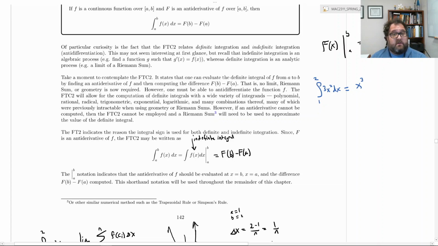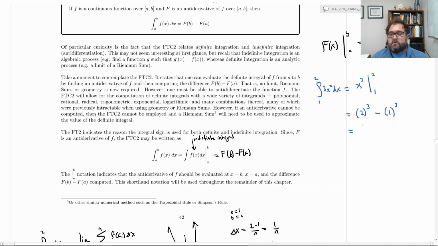Remember, an antiderivative is a function such that when you take its derivative, you get, in this case, 3x squared. So x cubed is an antiderivative. It's not the antiderivative, it's an antiderivative of 3x squared. And then we evaluate at 2 and at 1, and then take the difference. Equals. Okay. This says evaluate at 2, so you get x cubed. Evaluate at 2. Oh, no, I'm cubing it, not squaring it. 2 cubed minus 1 cubed.